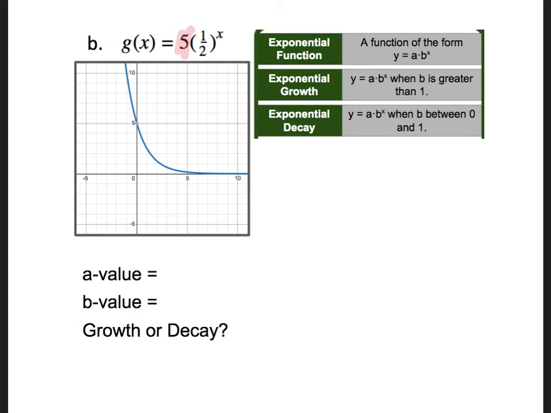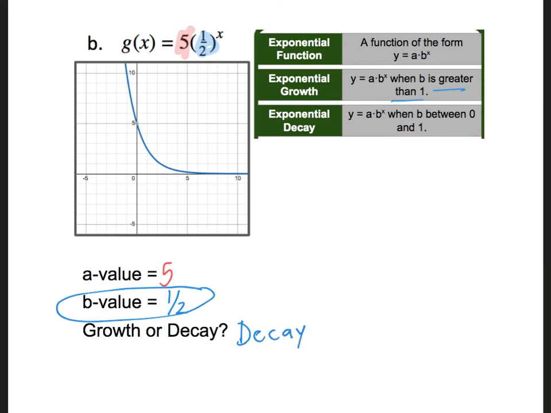Your b value is going to be the number raised to the power of x. In our case, it's 1/2. Again, remember, when we're trying to decide growth or decay, we're looking at our b value. In this case, my b value is 1/2. So that definitely is not greater than 1, so it can't be a growth function. That is a number between 0 and 1, so it is going to be decay.